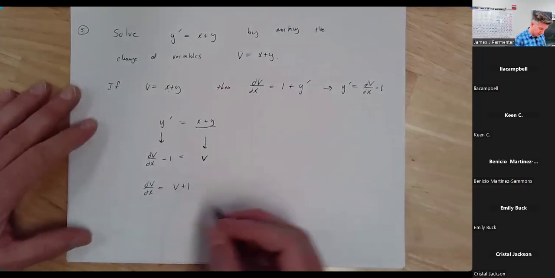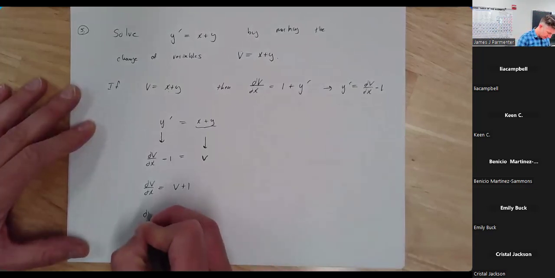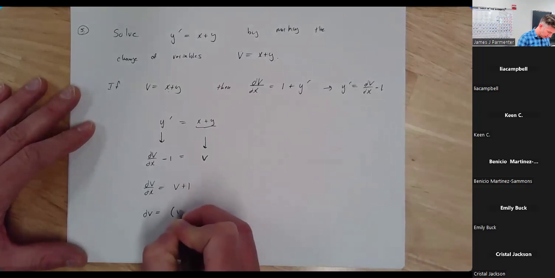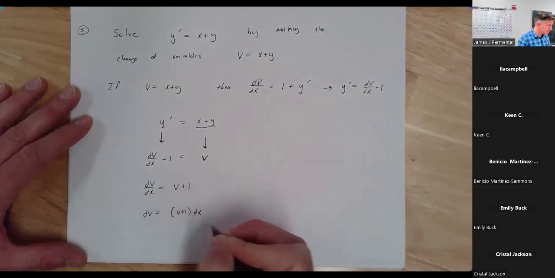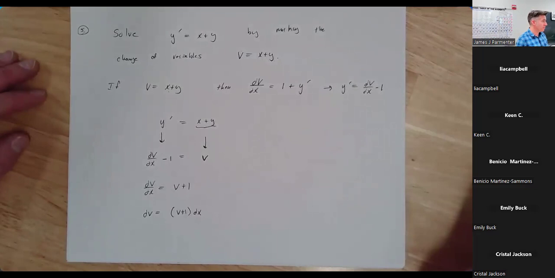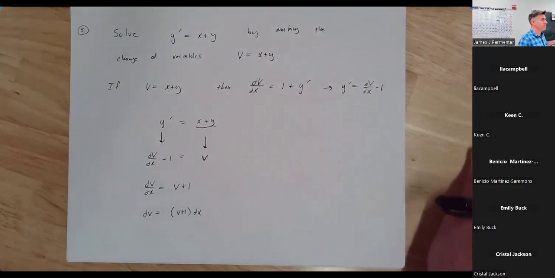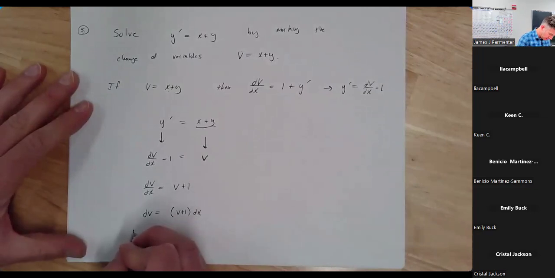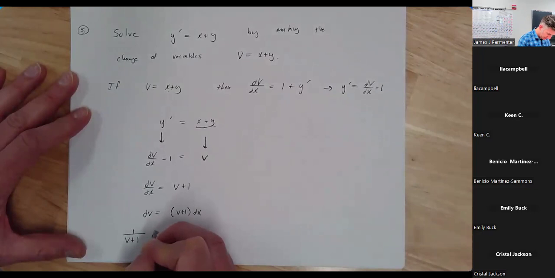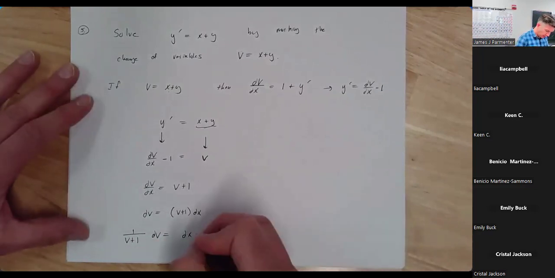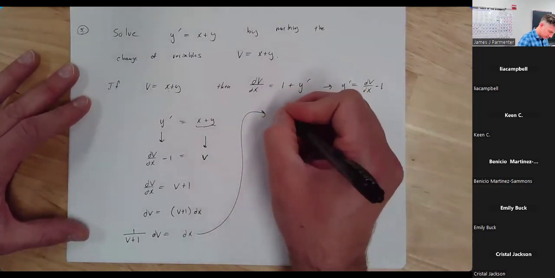So let's bring the dx to the right first. We say that dv is equal to parentheses v plus 1 times dx. And then the only option left to me to bring the v's to the left is to divide both sides by v plus 1. Right? We can't just get the v over there on its own. The plus 1 has to come with it. So we're going to write this as 1 over v plus 1 times dv is equal to just dx. And then we're going to anti-differentiate both sides.